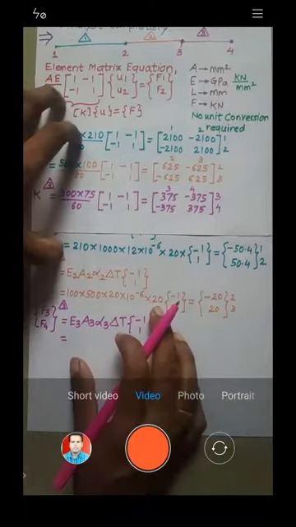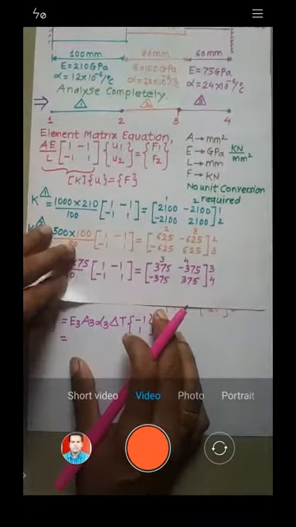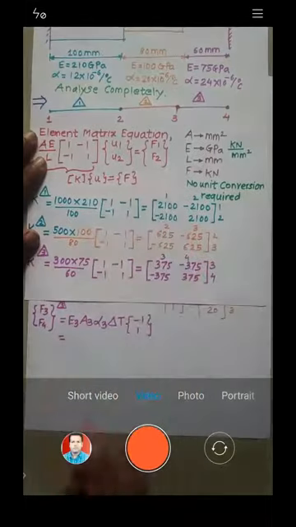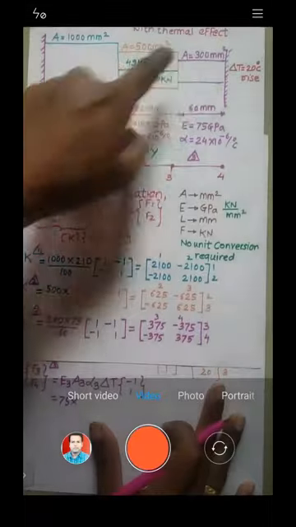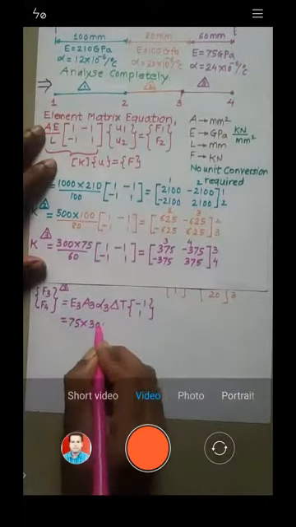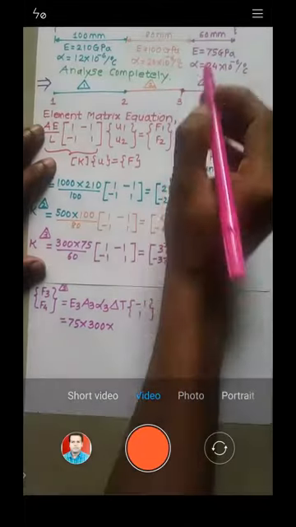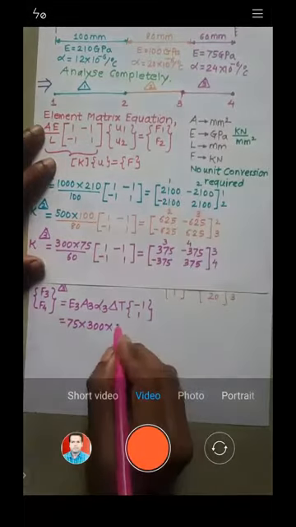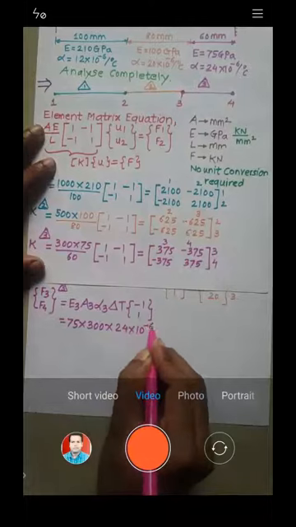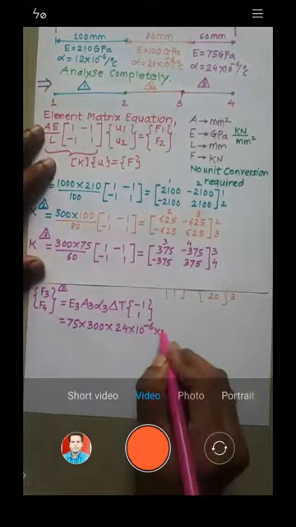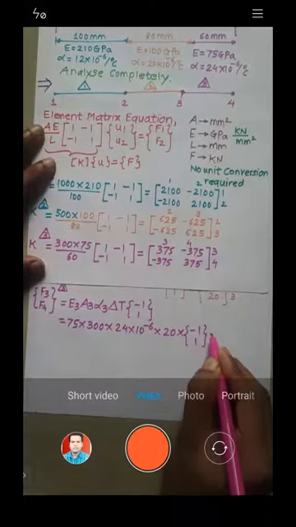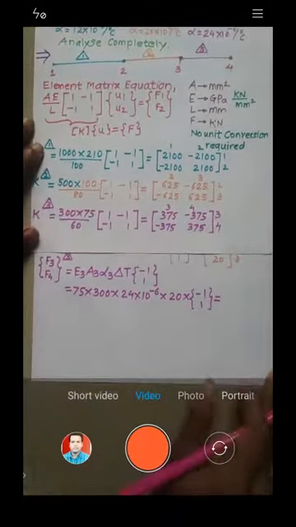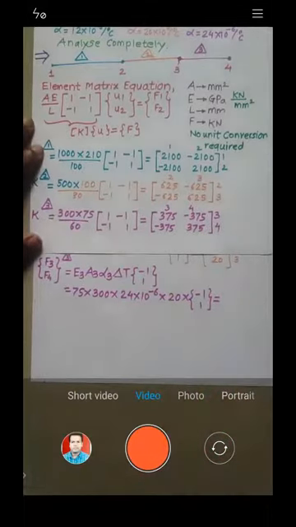So for E3, I need to write down the modulus of elasticity of element number 3. Just check that, 75, right? 75 into its area, I see here, 300. This is 300 into its alpha, 24 into 10 raised to power minus 6, into delta T, it's 20 degrees Celsius, into minus 1, 1 into minus 1, 1. Okay, so just check this value. 10.8.